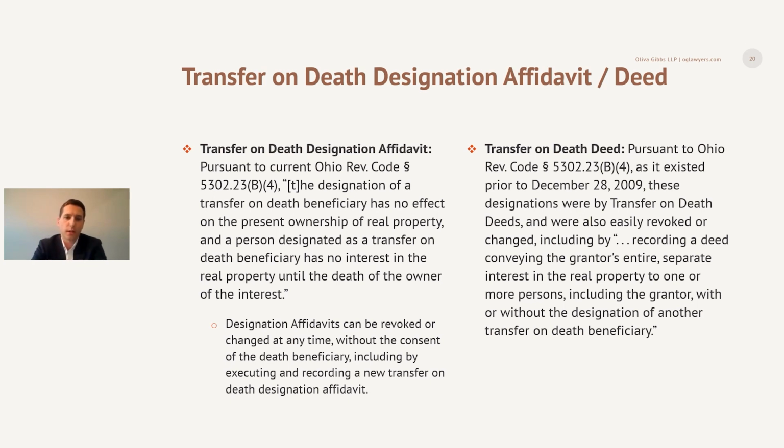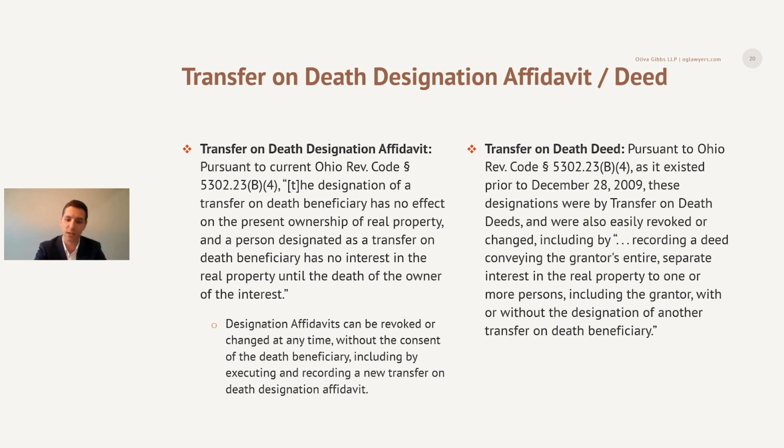Transfer on death designations. Under the Ohio Code, a designation such as this is going to have no effect on the present ownership of the property. And the person who's designated beneficiary has no interest in the property until that original owner dies. For this reason, these types of designations are easily revoked or changed at any time. You don't have to have the consent of the beneficiary. And if you happen to be looking at title before December 2009, you'll probably notice these were done by transfer on death deed. Operates much the same way, easily revoked, easily changed, including by the grantor conveying a subsequent deed even to themselves.